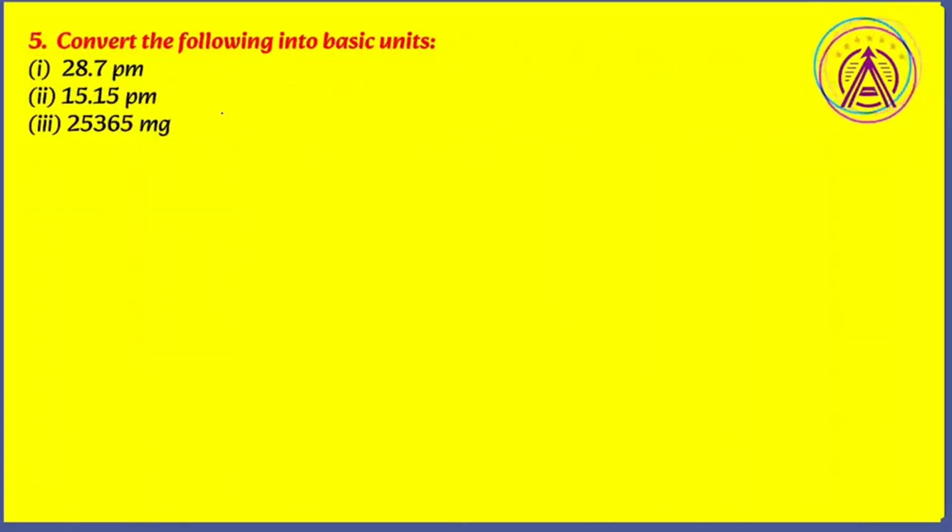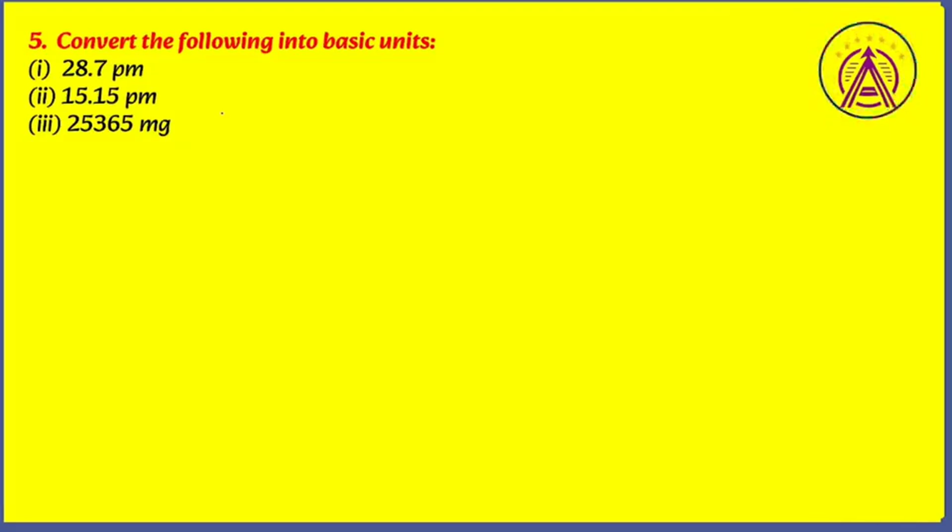Question number 5, convert the following into basic units. Okay, so you have basic units, which are what? SI units that you have. In length it is meter, in case of time it is seconds, and in case of mass it is kilogram. So here you have 28.7 picometer, which you have to convert to meter, 15.15 picometer again to meter, and 25365 milligram which you have to convert to kilogram.